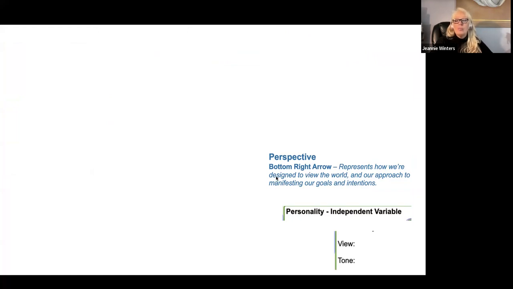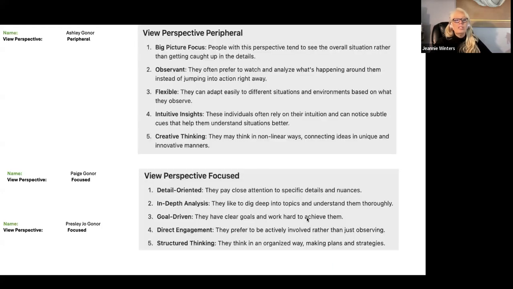Perspective. So now we're on the bottom right, and perspective represents how we're designed to view the world and our approach to manifesting our goals and intention. So this is your personality side again, and it's your independent variable. Yours is the same as mine. It's peripheral, and your girls are both focused. So your view perspective is that you look at the big picture.